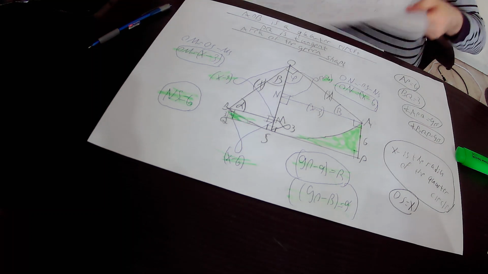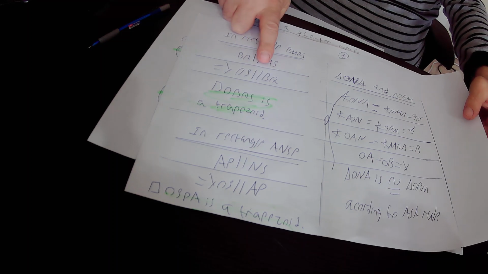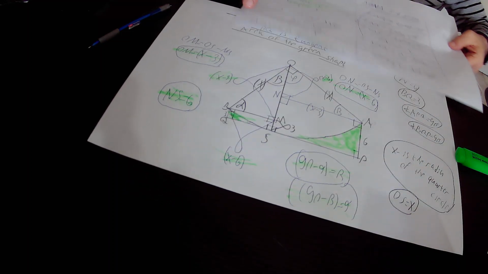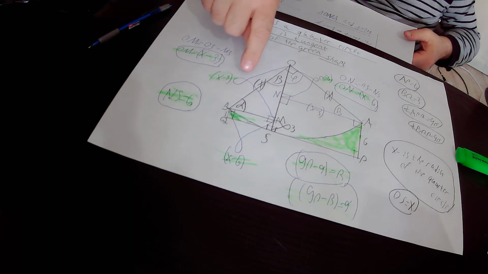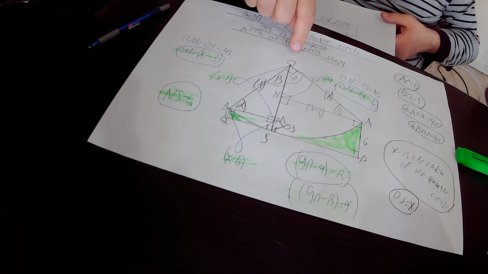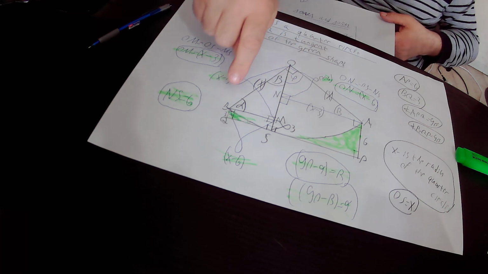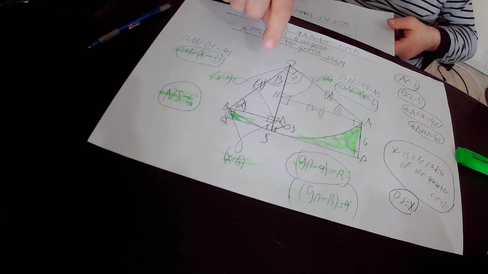So we know that OS is parallel to BQ. So in quadrilateral OBQS, we have side OS that is parallel to side BQ. Therefore, quadrilateral OBQS is a trapezoid.